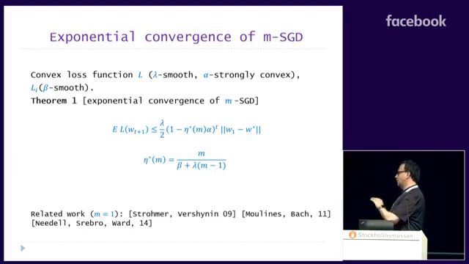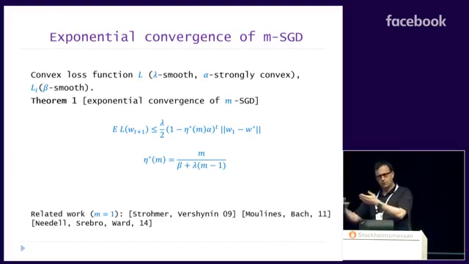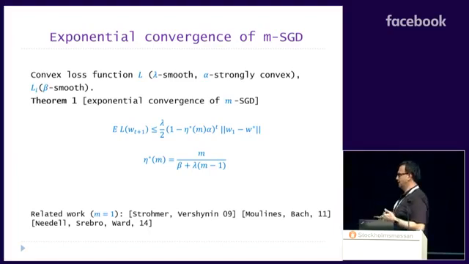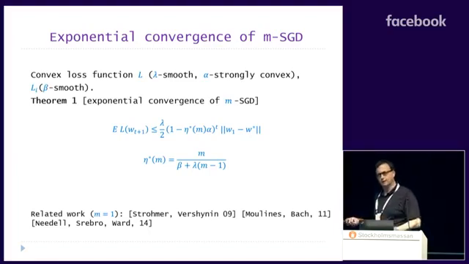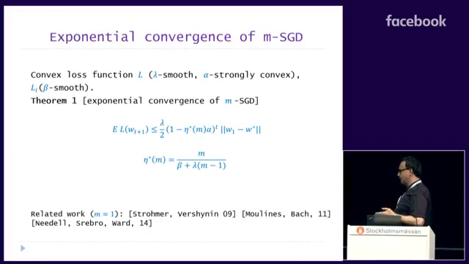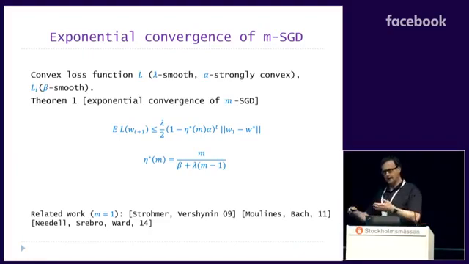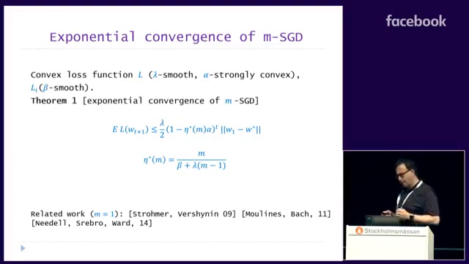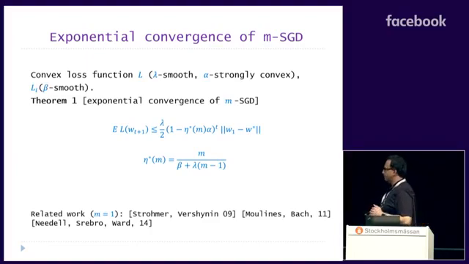And there is related work for m equals 1. Really, the first work was Strohmer and Vershynin, when they showed that the randomized Kaczmarz method, which is very closely related, shows exponential convergence for the quadratic loss. And Moulines and Bach, and Needell, Srebro, and Ward, had a generalization of this result for m equals 1 to other, non-quadratic loss functions.